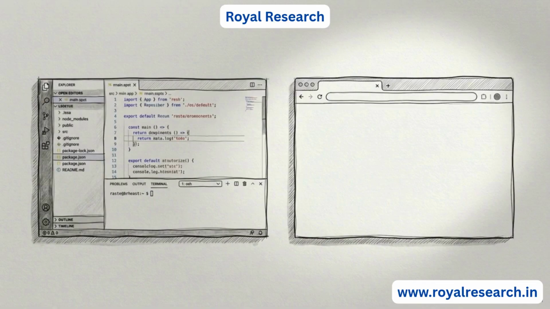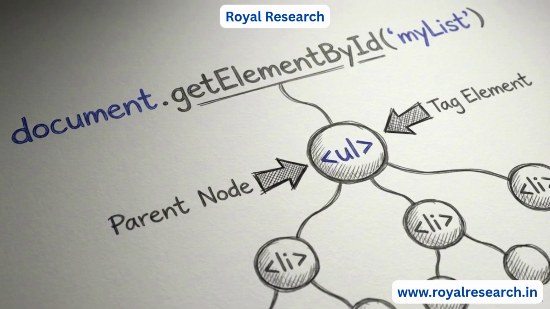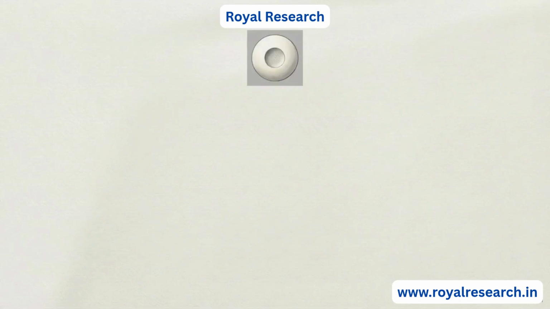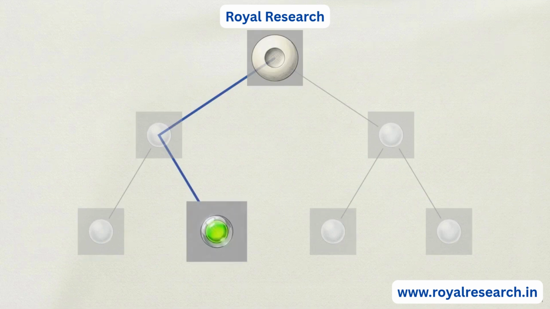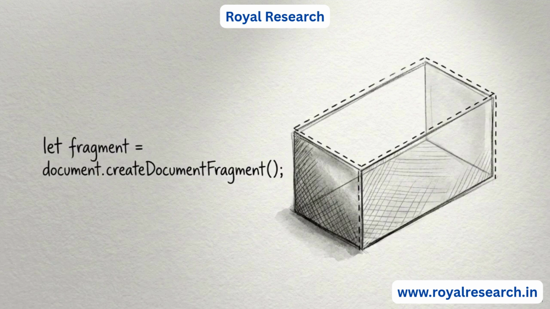Open a blank HTML document and your code editor side by side. In your JavaScript file, write document.getElementById to target the specific empty unordered list element, the UL tag, that currently exists on your page. This diagram represents the Document Object Model, or DOM. Using an ID gives the browser the fastest route to isolate that specific node, without scanning the rest of the document.